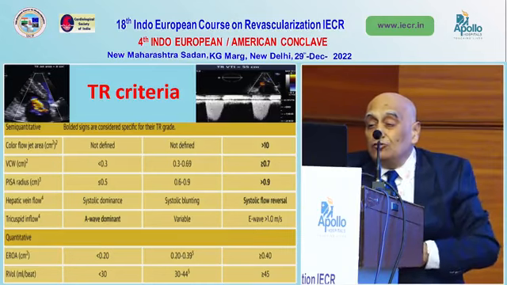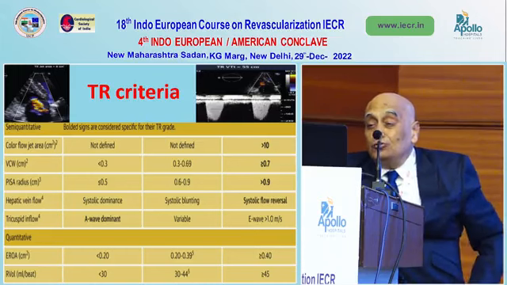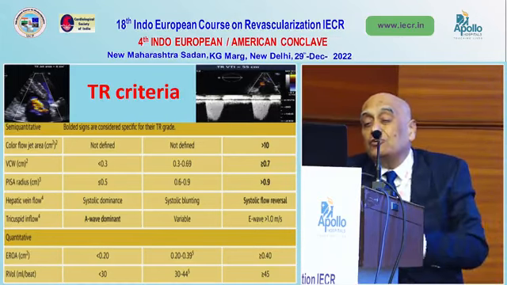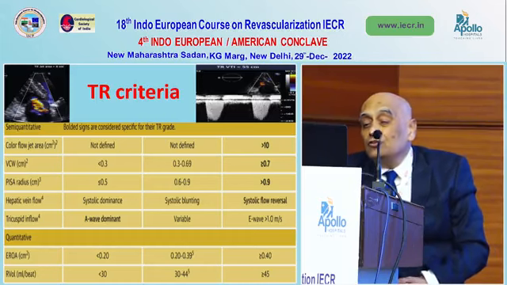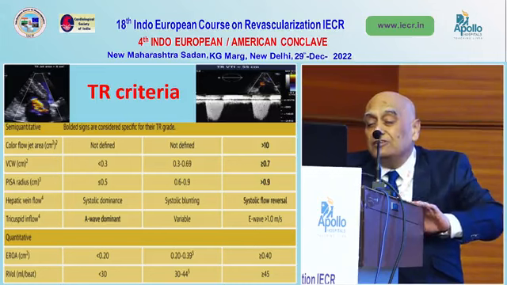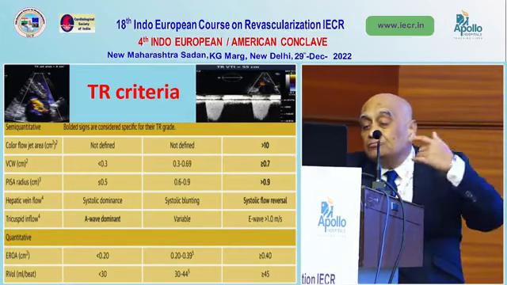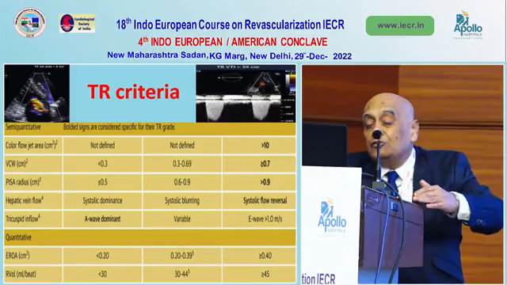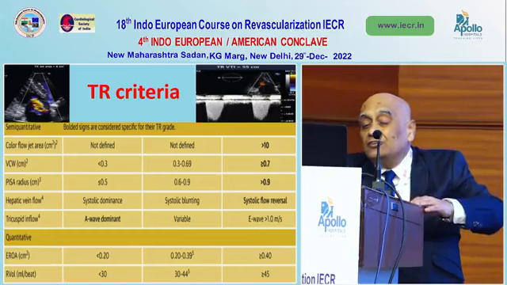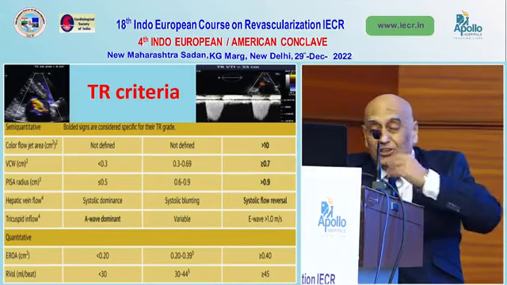Now you can also have a TR jet, and you want to measure the severity of tricuspid regurgitation. So you can use the jet area method. If it is more than 10 centimeters squared, it is severe TR. You can also use the vena contracta, you can use the PISA, and you can get a good quantitative assessment of the TR jet.